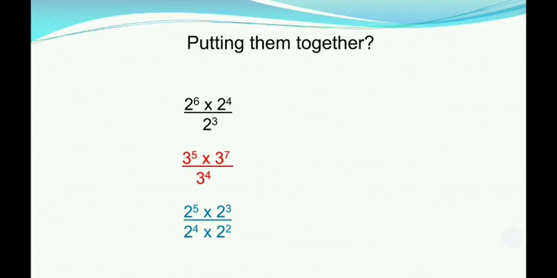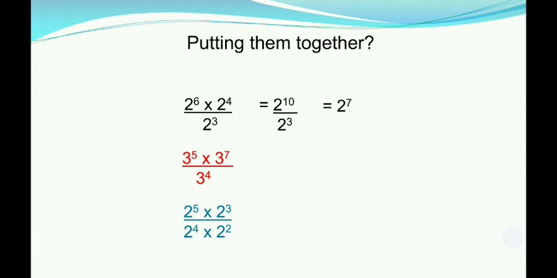So putting all of them together, we have a few examples here. 2 to the power of 6 into 2 to the power of 4 divided by 2 to the power of 3. So in the numerator, we have 2 to the power of 6 into 2 to the power of 4. So we can simply add the powers. So we will get it as 2 to the power of 10 divided by 2 to the power of 3. Now we can make use of the negative indices or the division rule, that is 2 to the power of 10 minus 3. So it becomes 2 to the power of 7.